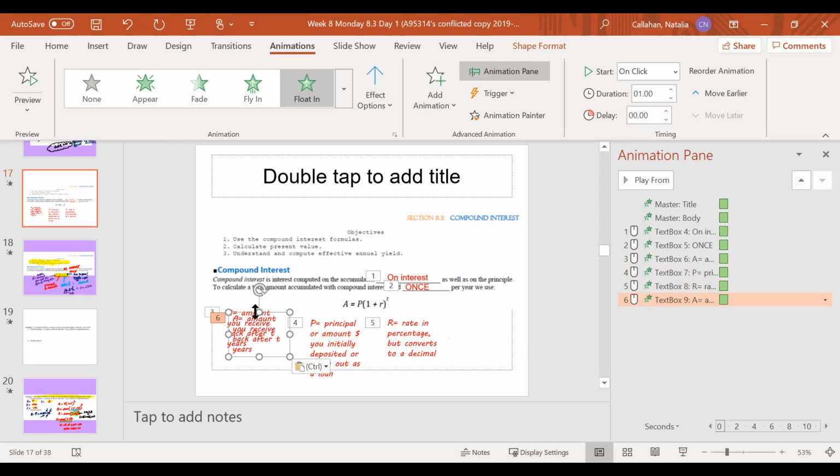And lastly, you guys have your T, which is going to be time in years. If it is going to be in the form of month, make sure you divide it by 12. If it's in the form of days, make sure you divide by 365.